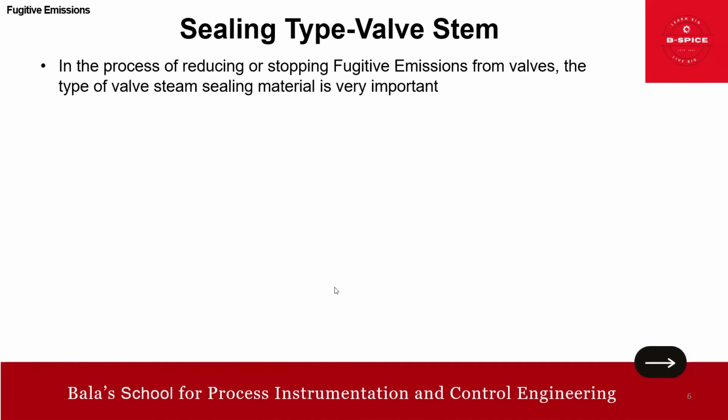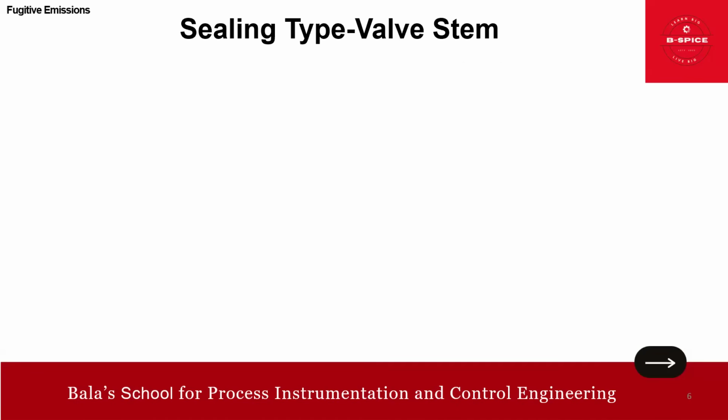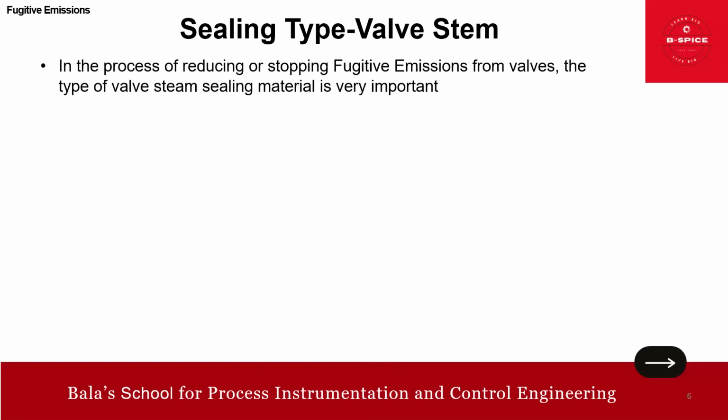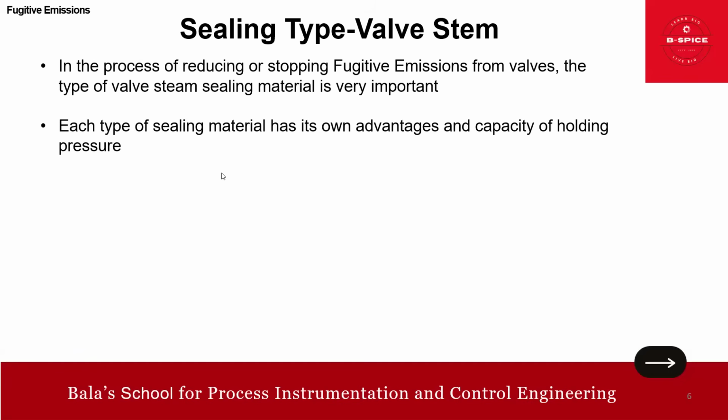Yes. Now we go into the vital aspect of this video. Sealing type. Okay, what are all the sealing types? You know, friends, in the process of reducing or stopping fugitive emission from valves, the type of valve stem sealing is very important. Stem sealing is very, very important. Each type of sealing has its own advantages and capacity of holding the pressure. Okay, so what are all those?